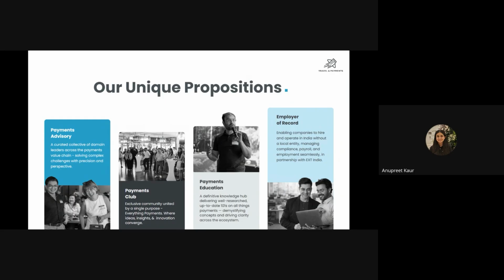So coming to what we do, our unique propositions. First is the payments advisory. We provide payments consulting and advisory services to businesses. We are a group of 5 partners, Vishal and Chi being the founding partners, and Kanika, Arvind, and Janet being the partners. They have already spent a collective 100 plus years across the payments ecosystem. We are also supported by 50 plus consultants who are domain specialists across the payments value chain.